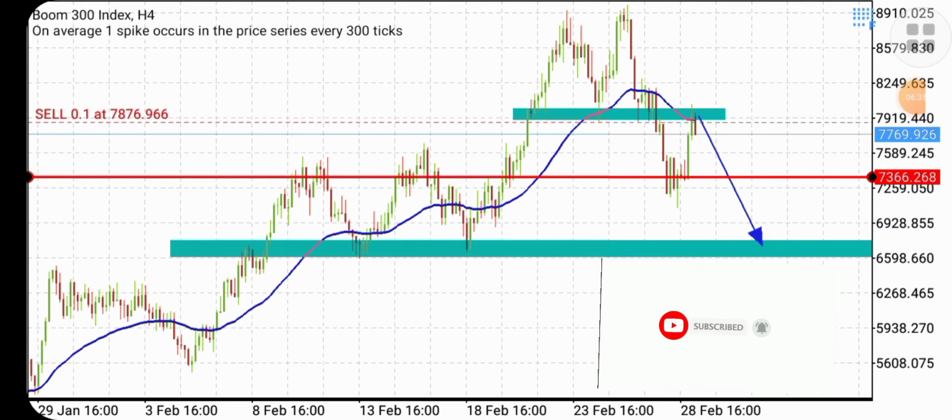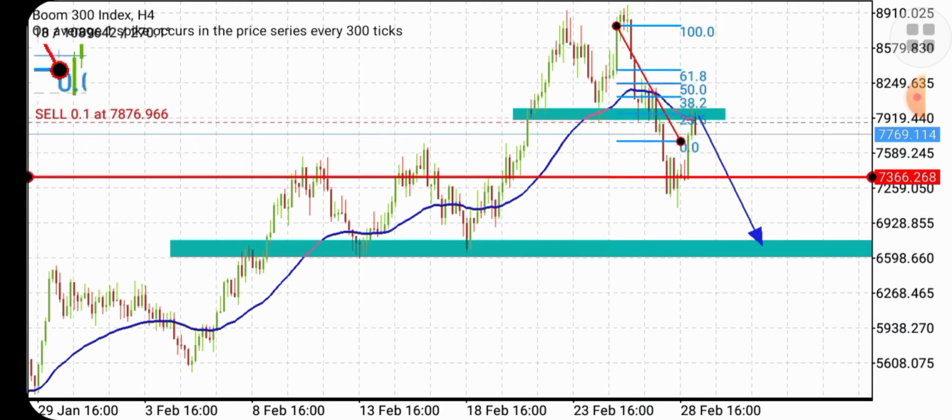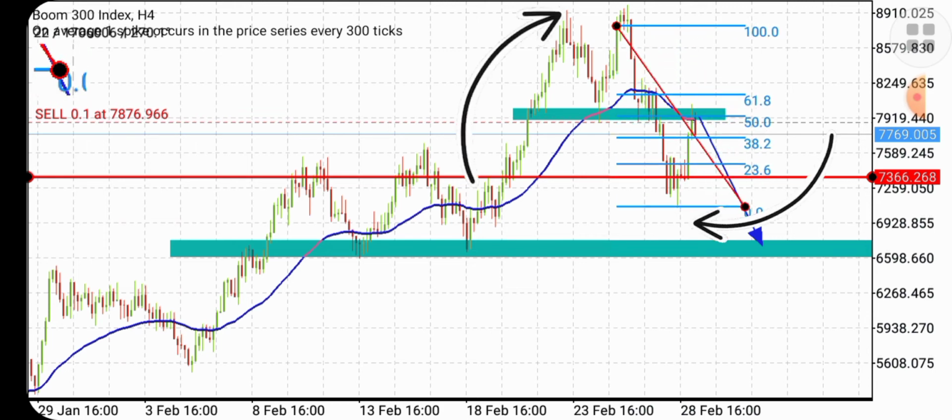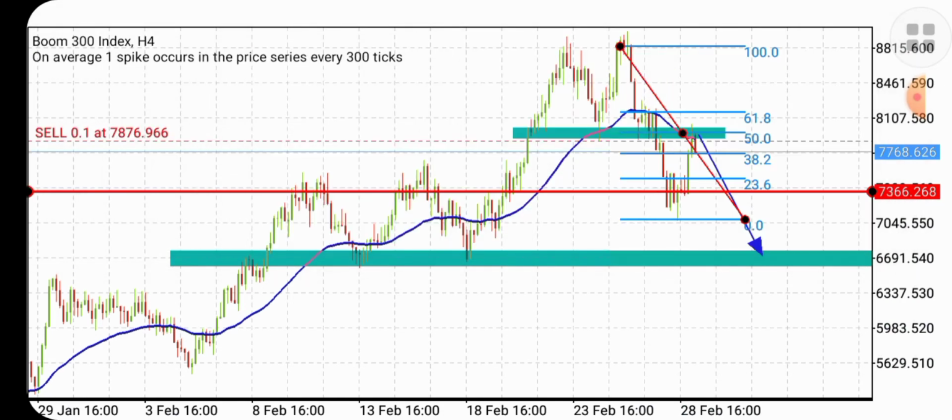So if I'm going to use my Fibonacci level, what am I going to be using? I'm using the swing high and the swing low. So where is the swing high and where is the swing low? Here is the swing high. I'm going to be going down to my swing low. So here is the swing low, guys.